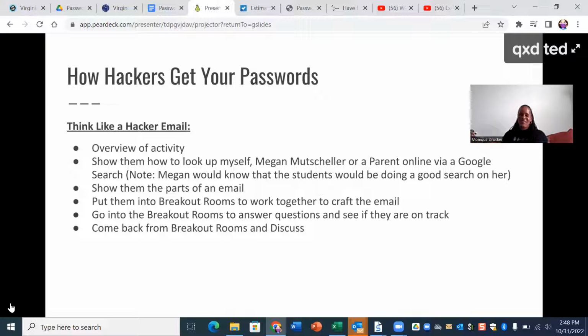And you show them how to write an email, put them in breakout rooms to work together to craft an email to someone they are going to target, and then you go into the breakout rooms to answer questions. And I'll go and make sure they're okay.